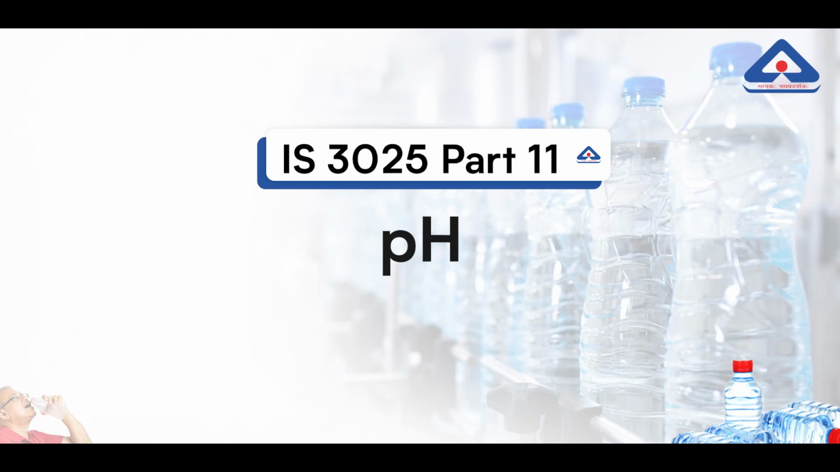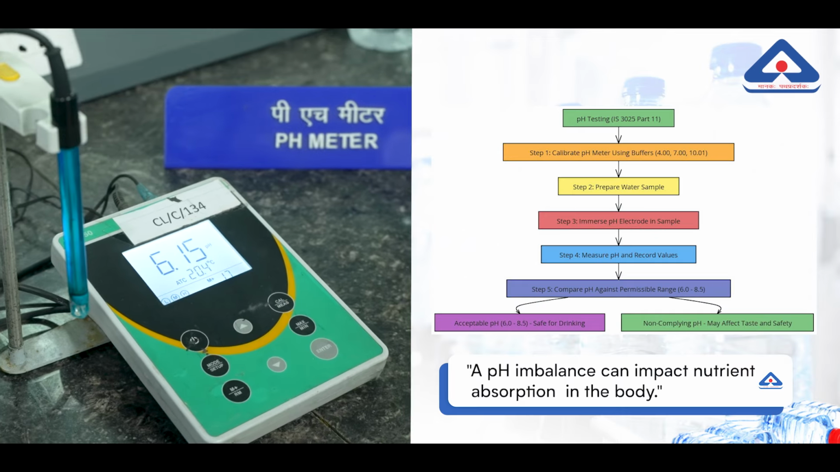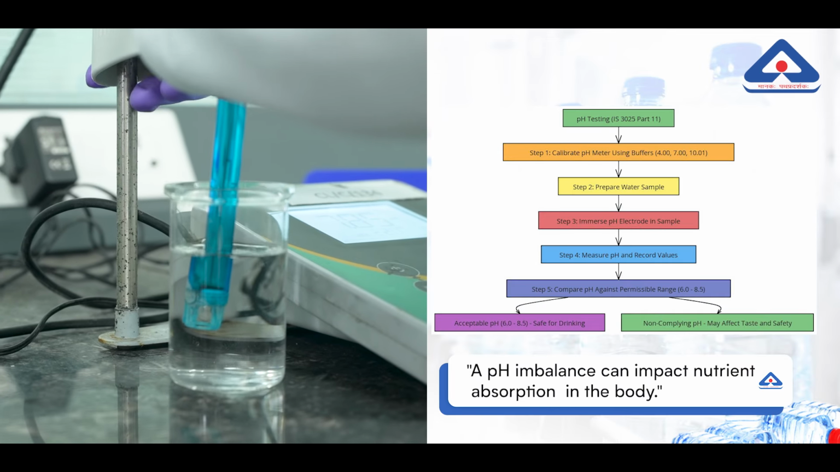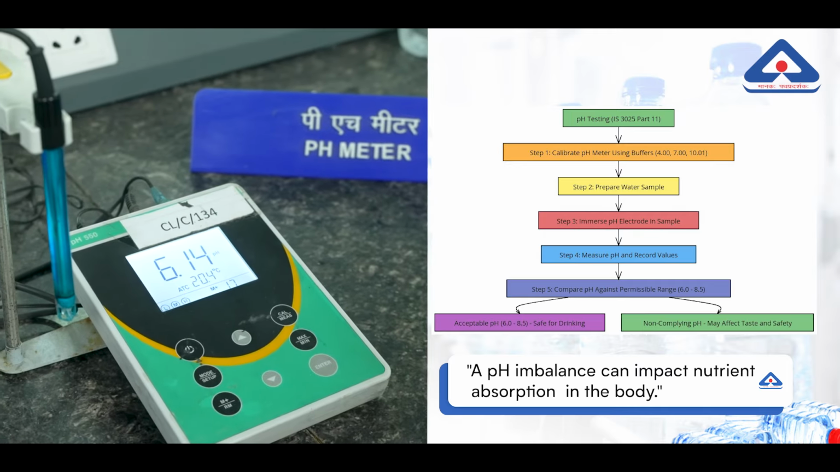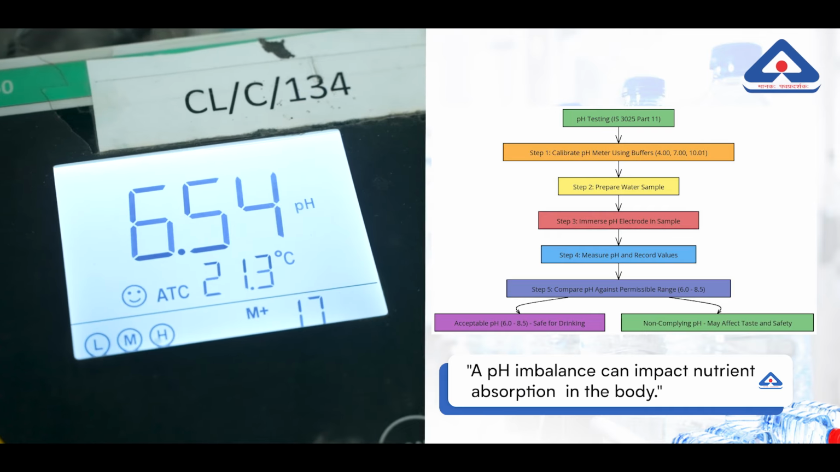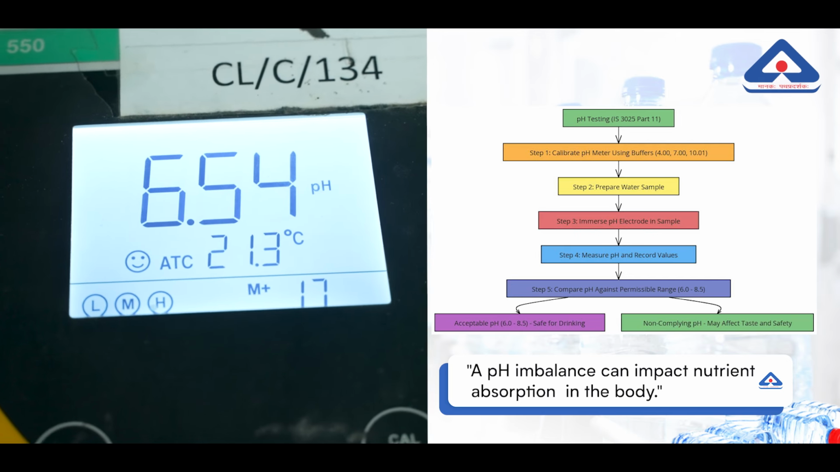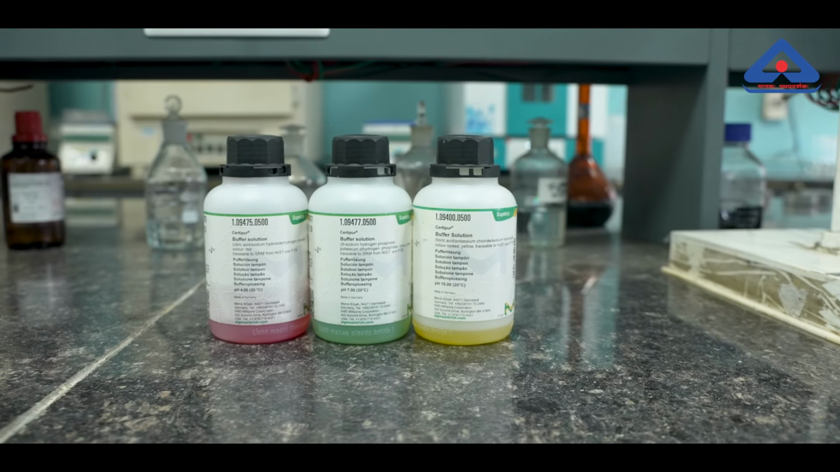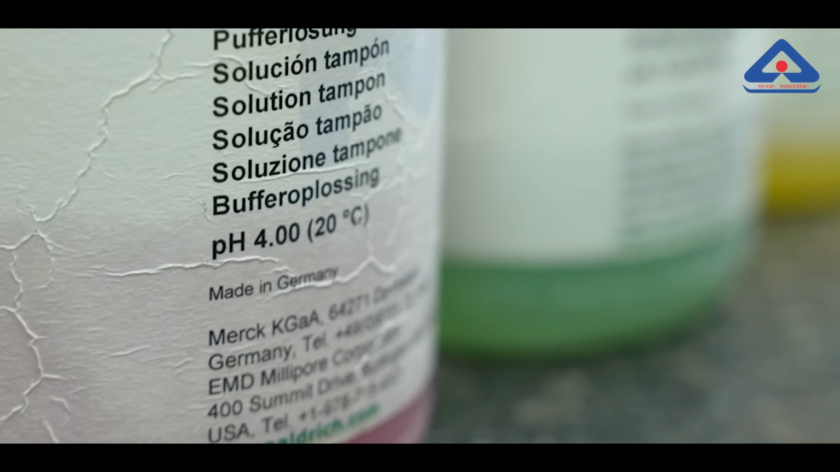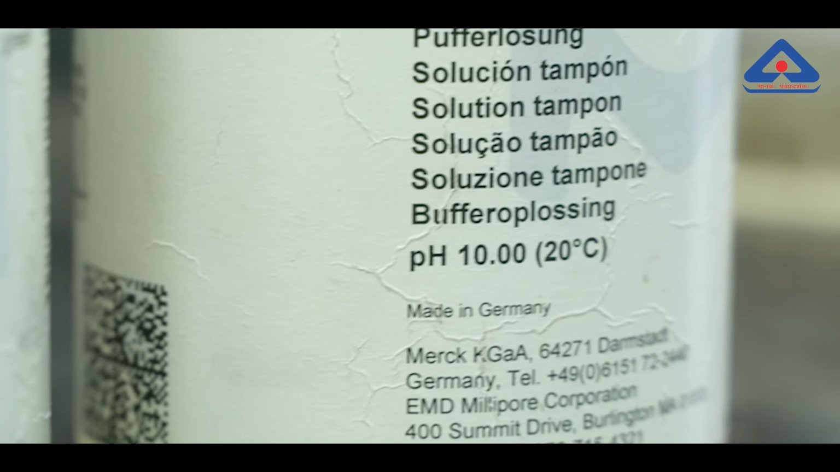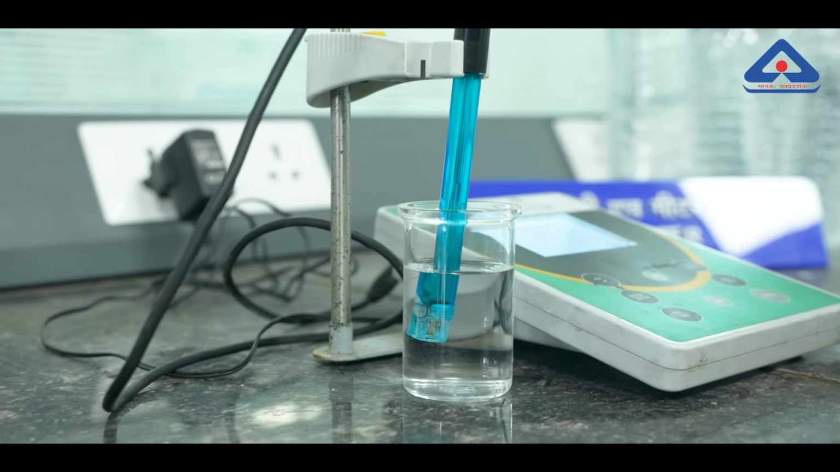pH testing, IS 3025 Part 11. pH testing ensures water is neither too acidic nor too alkaline. The ideal pH for drinking water is between 6.0 and 8.5. pH outside this range can affect taste and safety. The pH meter is first calibrated with known pH buffers of 4.00, 7.00 and 10.00, and then samples are tested.